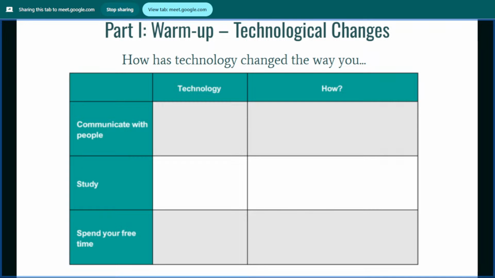Okay, so you have to write the name of the technology. For example, the technology that you use to communicate with people, you will write the name of the technology that you use and how it has changed you. Then the technology that you use to study, then to spend your free time. And how it has changed you, how do you use it, you're going to elaborate on that. So we have to write about one specific technology. Yes, exactly. I'll give you 5 minutes for this. Just give me 1 minute, I'll be back.